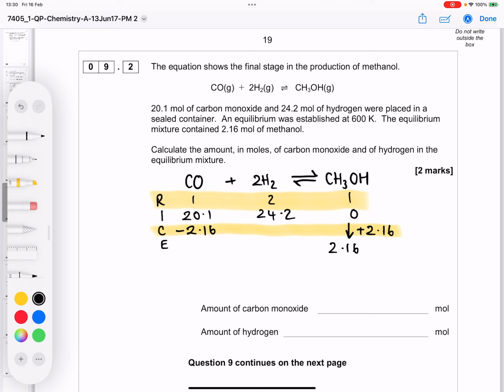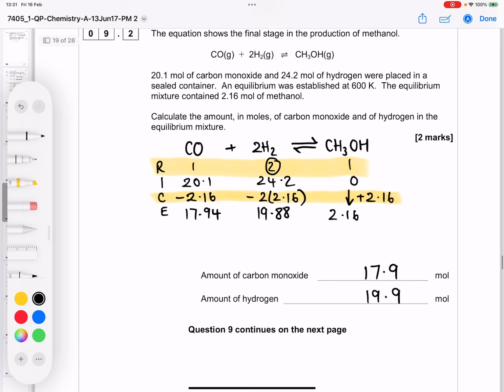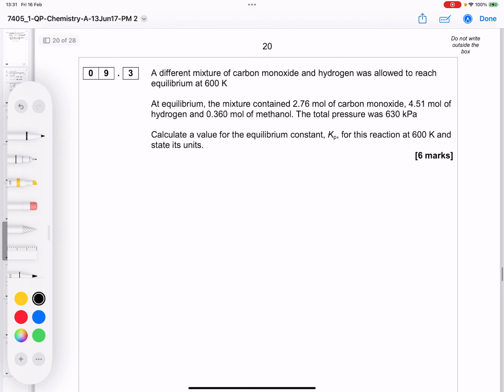So we can calculate that, 20.1 minus 2.16, and that comes out as 17.94. And then here, because the ratio is a 2, we're going to minus 2 lots of 2.16. So we're going to do 24.2 minus 2 lots of 2.16, and that's 19.88. They gave all their numbers to 3 significant figures. You could give them as they are here, or you could round to 3 significant figures. Either would be acceptable. So the question then continues on the next page. It's a different mixture, just in case you've got those numbers wrong.